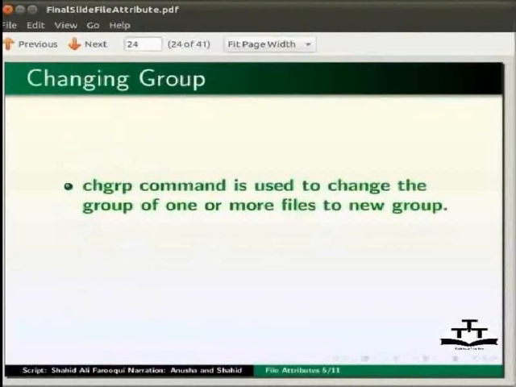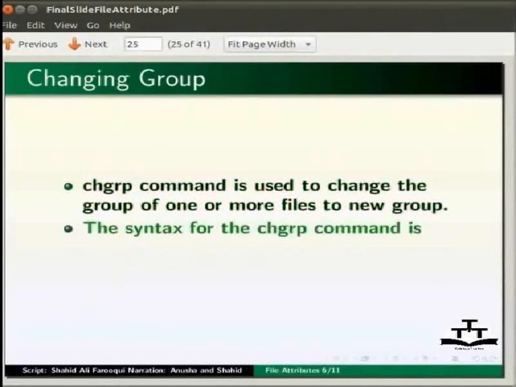chgrp command is used to change the group of one or more files to new group. New group is either a group ID, number or a group name located in /etc/group. Only the owner of a file or a privileged user may change the group. The syntax for the chgrp command is chgrp space option space new group space files. Let's go to terminal.